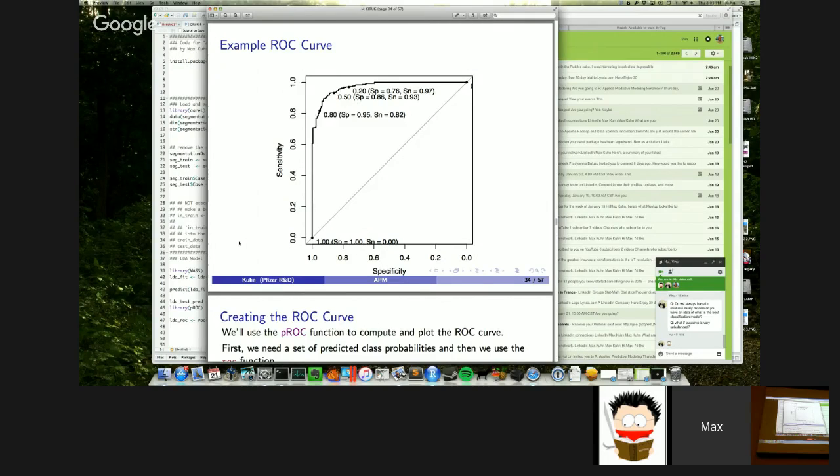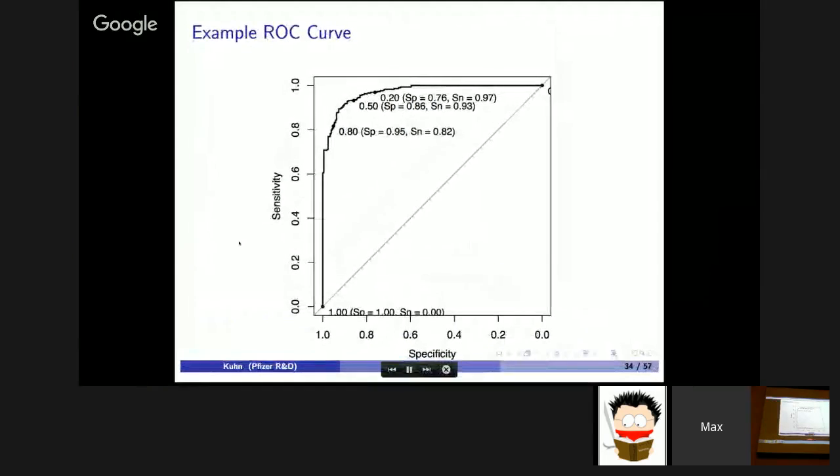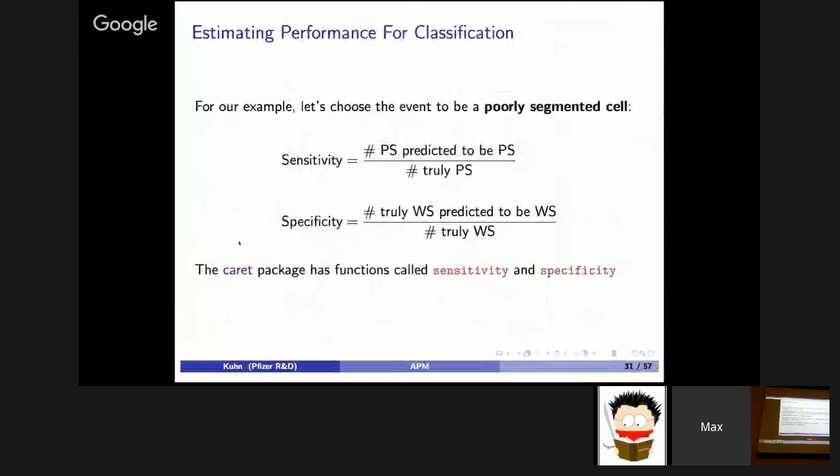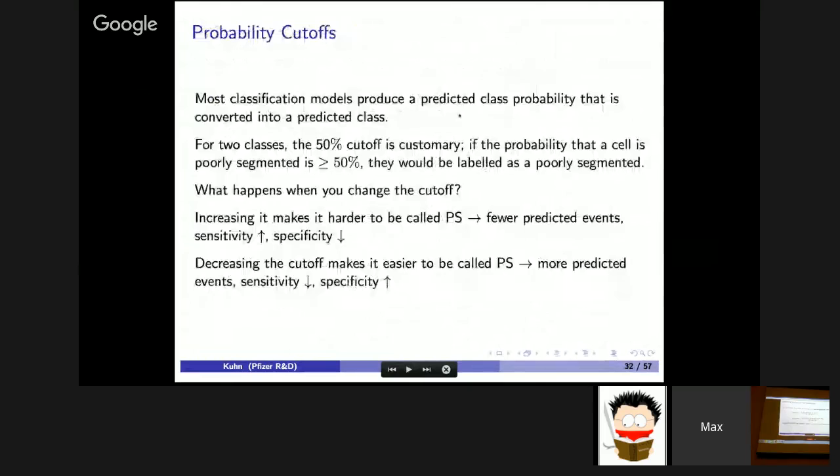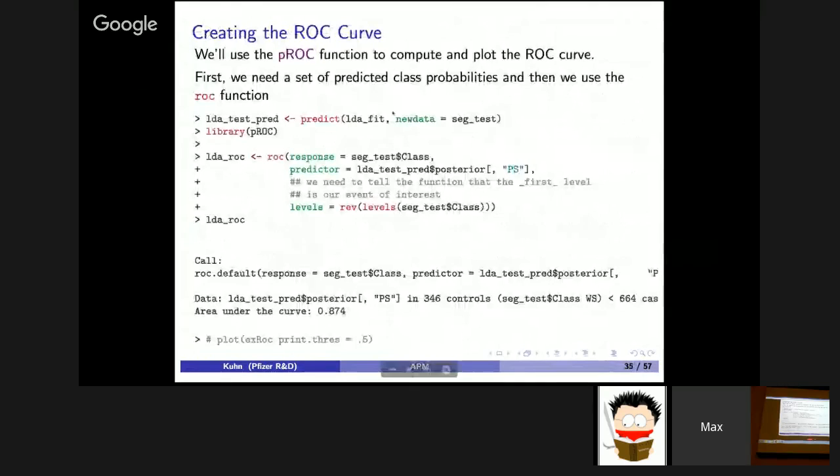All right. Now that I've talked about it, let's actually make one in R. Just a reminder, I can get my predicted probabilities from LDA by using this syntax right here. And what I'm going to do is that, but on the test set. Remember, my test set has about 1,000 cells in it. So I'm going to create an object here that has the classes and the probabilities.